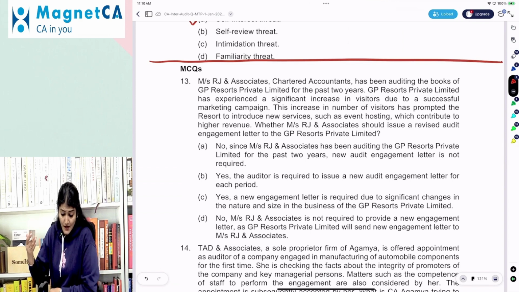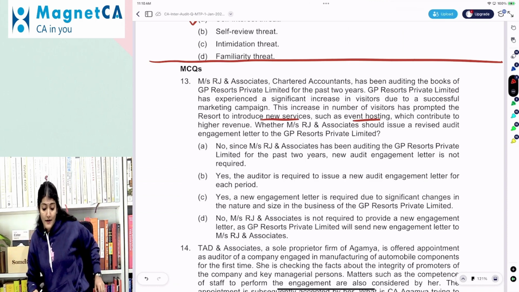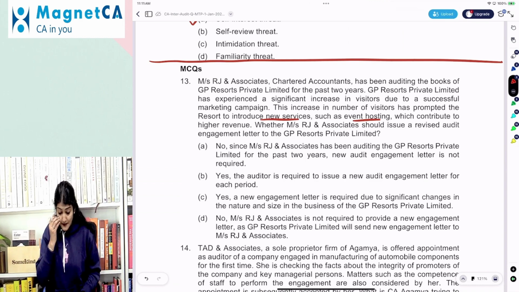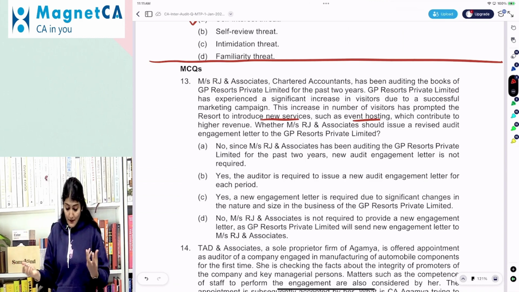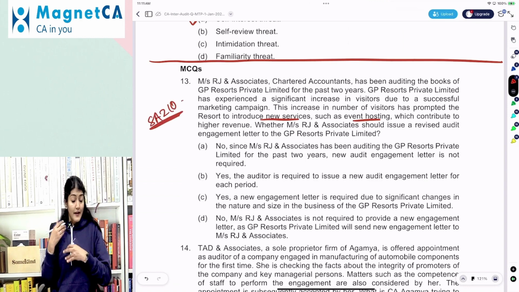RJ and Associates, Chartered Accountants, has been auditing the books of GP Resorts Private Limited for the past 2 years. GP Resorts Private Limited has experienced a significant increase in visitors due to a successful marketing campaign. This increase in the number of visitors has prompted the resort to introduce new services such as event hosting, which contribute to higher revenue. Whether RJ and Associates would issue a revised audit engagement letter to GP Resorts Private Limited? So, the circumstances where the auditor is required to send a new engagement letter.